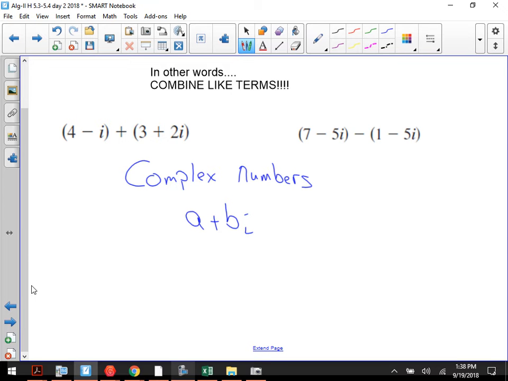Anyway, what they do is they group complex numbers within parentheses. So when you are adding them, it's quite literally combining terms. What you're doing is you're adding the real numbers and you're adding imaginary numbers. Treat the i value here like you would a variable. So if I'm looking at 4 minus i plus 3 plus 2i, well, what's 4 plus 3? What's -1 plus 2? There's your answer.